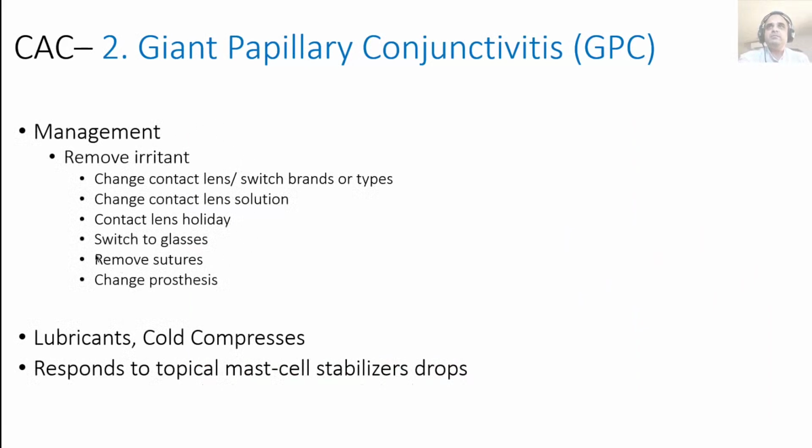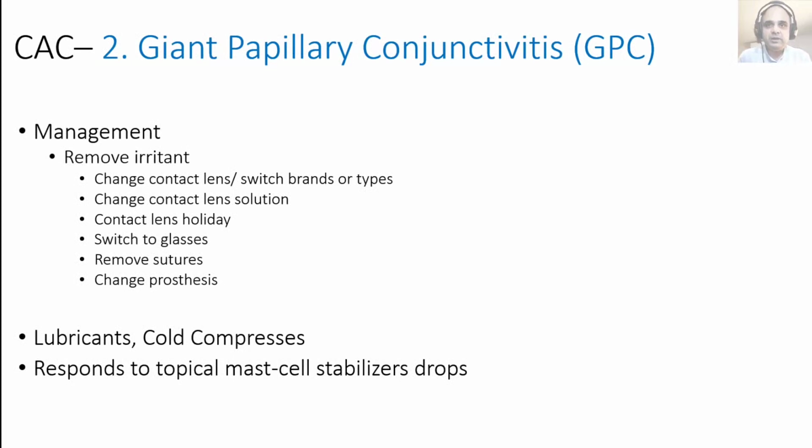remove the irritant. If you have problems with contact lens, switch to another contact lens. Problem with solution, switch to another solution. If you can't use contact lens for a prolonged period of time, give yourself a contact lens holiday. Decide these are the 30 days in a year or half a year that I won't use my contacts. Switch to glasses, remove sutures, change the prosthesis. Lubricants and cold compresses are interim procedures.